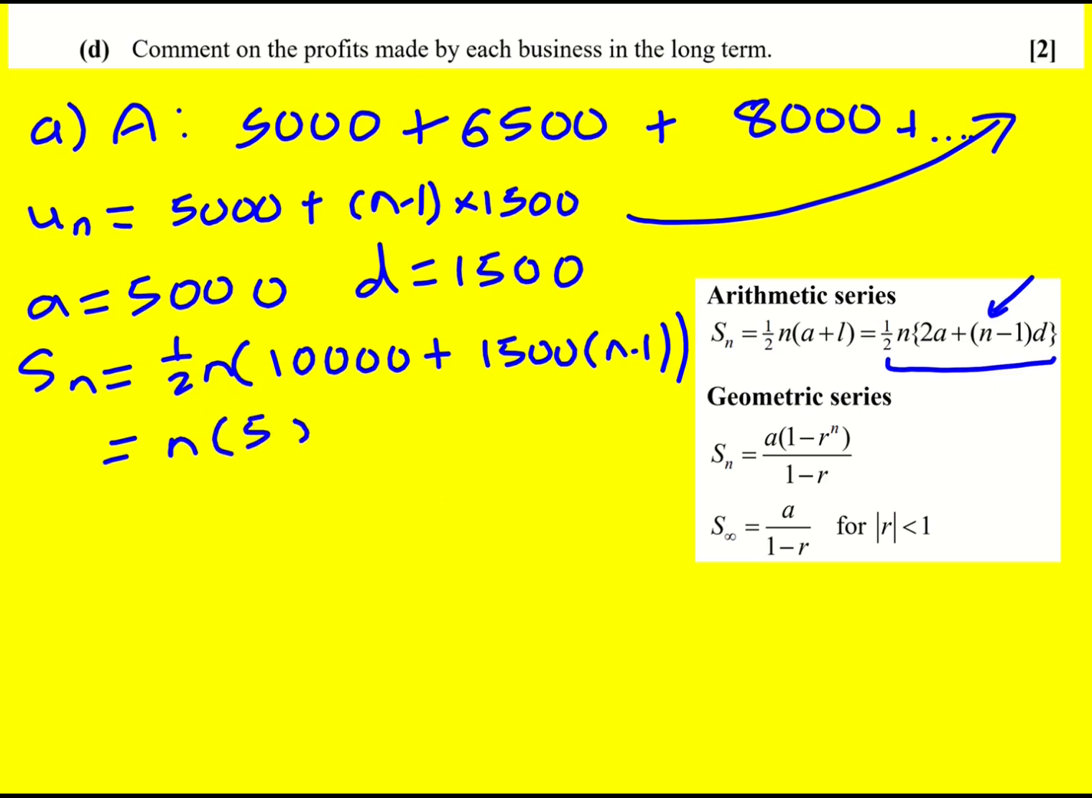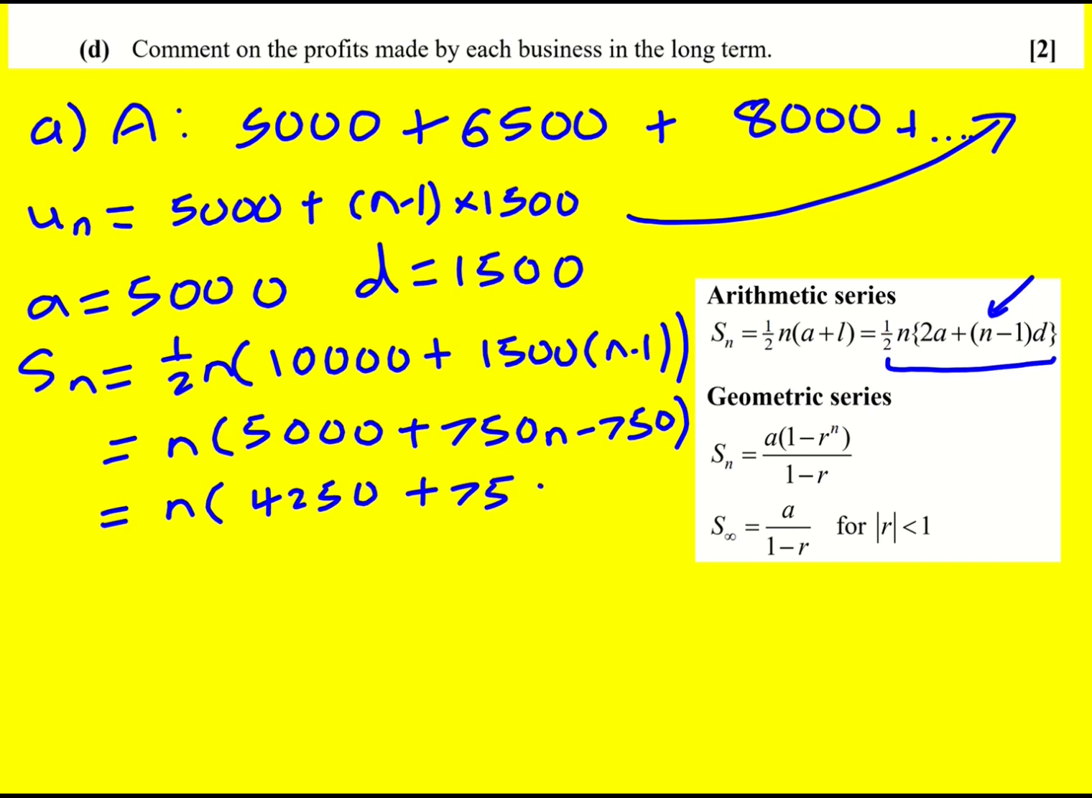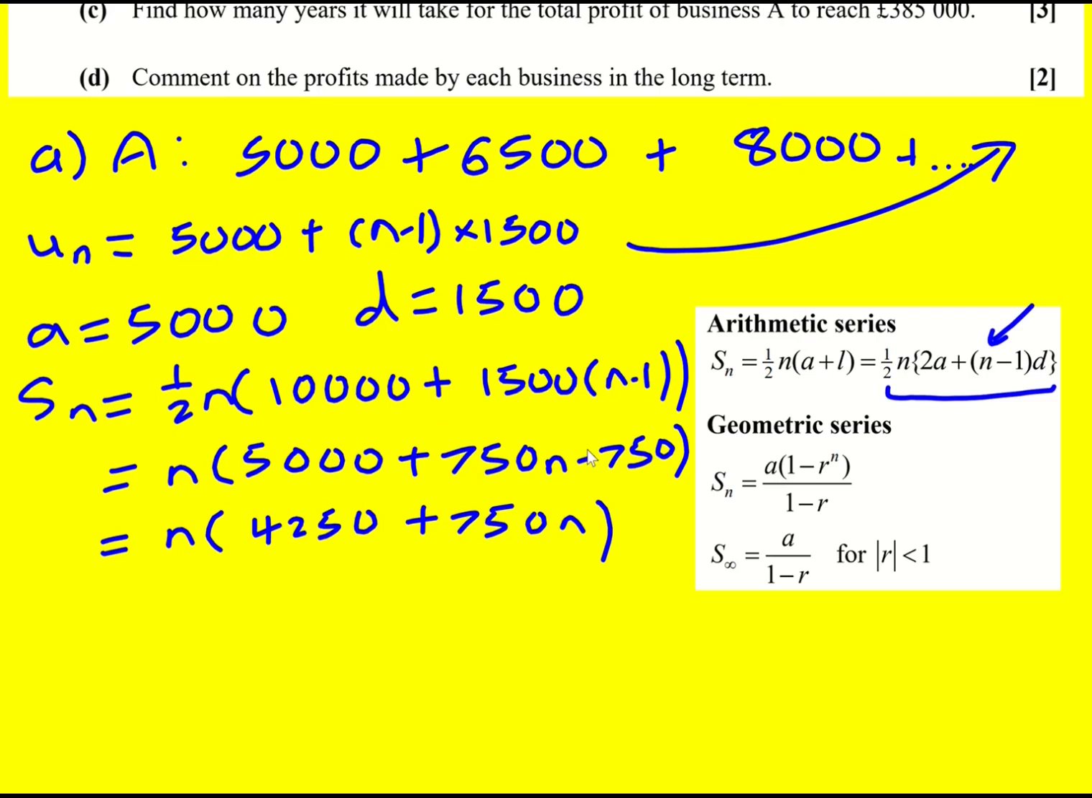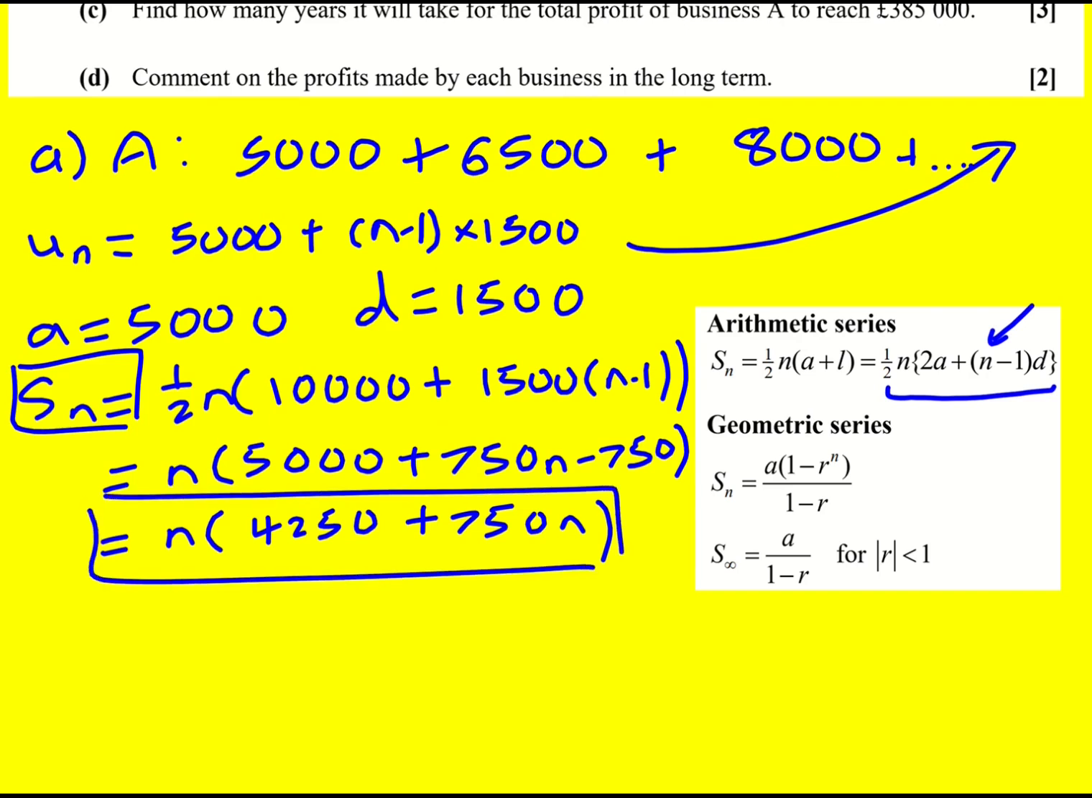So I'm going to get 5,000 plus 750 times n minus 1. I could even expand the bracket while I'm at it. Then it's going to be n times 4,250 plus 750n. We could expand it into a simplified quadratic without the factorized bit, but this is accepted by the answers, and it would be quite useful if you're then doing a calculation. So I'm happy with that.